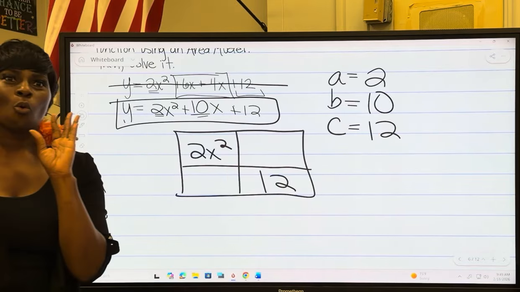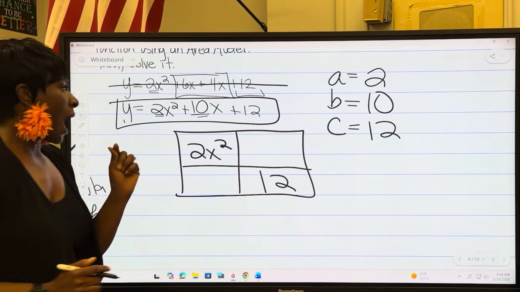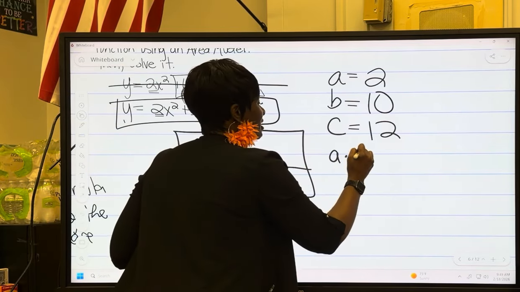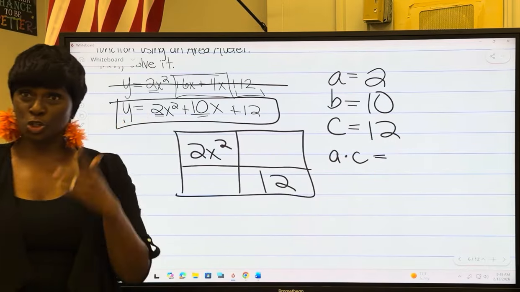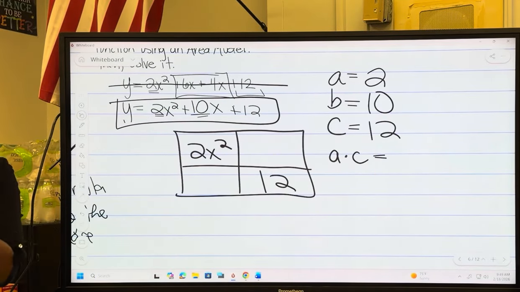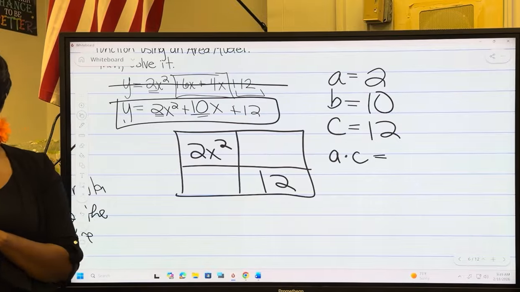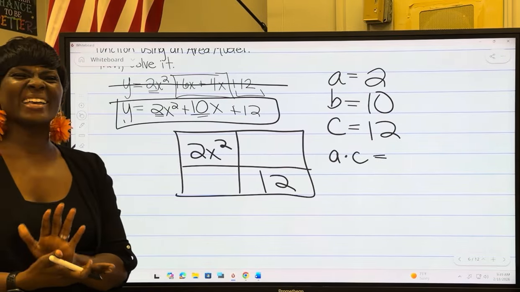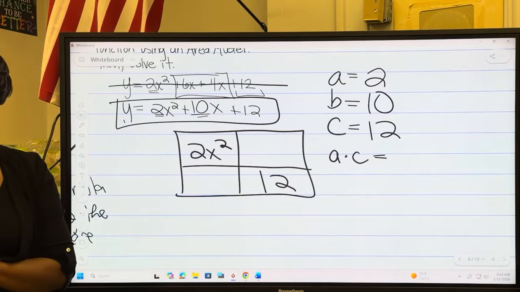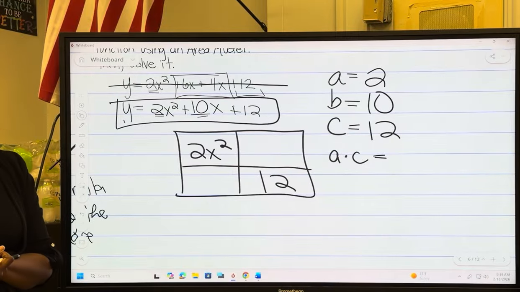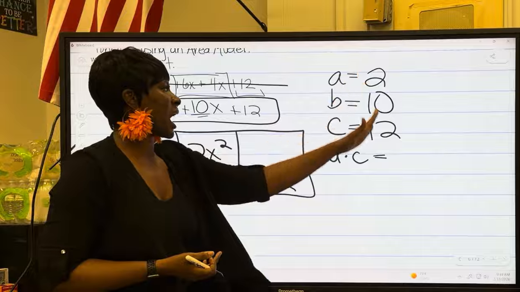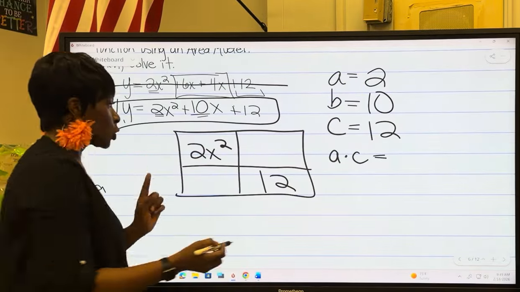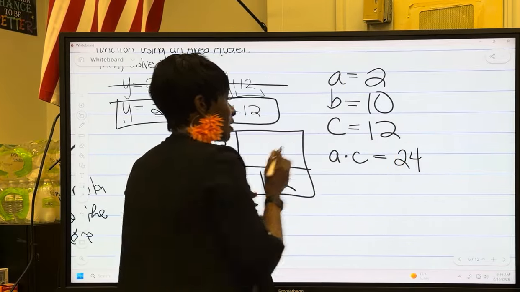Now, watch what I do. I'm going to write right here A times C. Everybody, do what I'm doing. Let's go. When I multiply A by C, what do I get? What do I get? Come on. A times C is going to give me 24.